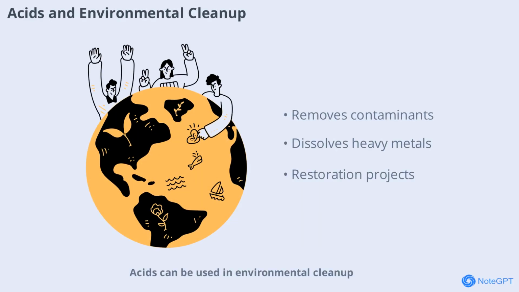Acids can be used in environmental cleanup to remove contaminants from soil and water. For example, certain acids help dissolve heavy metals, making them easier to extract and dispose of safely. This process is part of many environmental restoration projects.